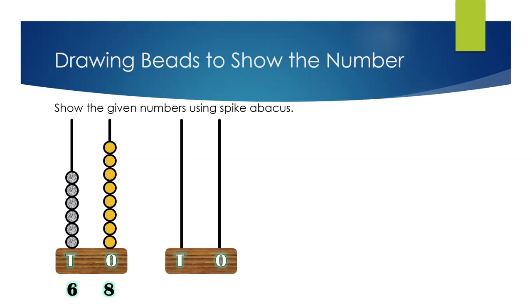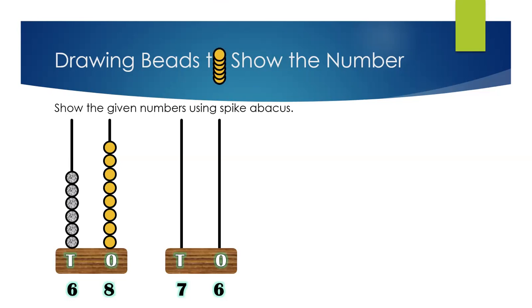Now, let us show another number using the same pattern. Here we are having the number 76, which consists of 6 ones and 7 tens. So how many beads will be put in the one spike? We will put 6 beads in the one spike.